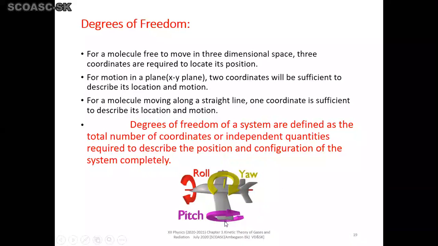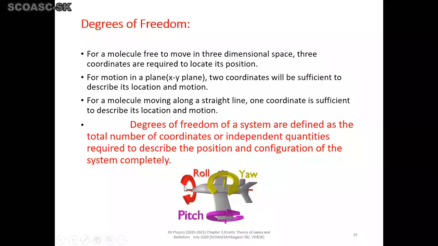This is not all. It can roll about its nose, the rolling movement, right? It can have a pitching movement. These are its wings, right? It can have the pitching movement, and it can also yaw about its vertical axis, right? This movement about the vertical axis, the term used is yaw. So these are the movements. This is how an aeroplane can move.